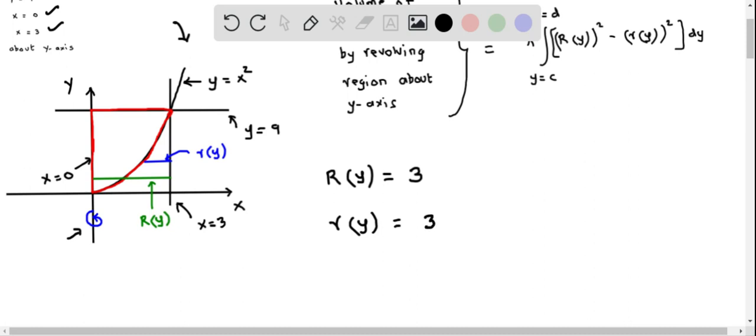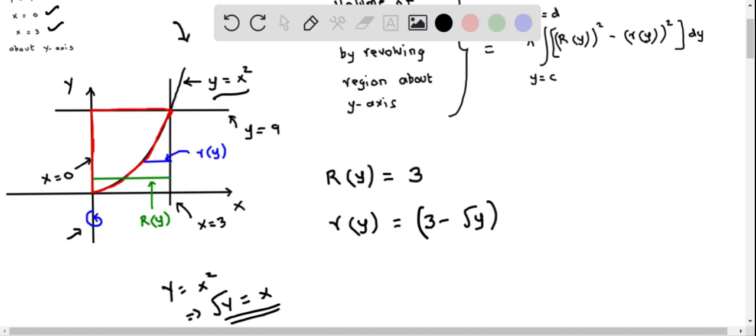So we can write this as 3 minus, we have to solve for x from this one. So if y equals x squared, solving this by taking square root on both sides, we get square root of y equals x. So x represented by this curve is root y. So we put root y here, that is, we subtract root y from 3, which gives this small radius.